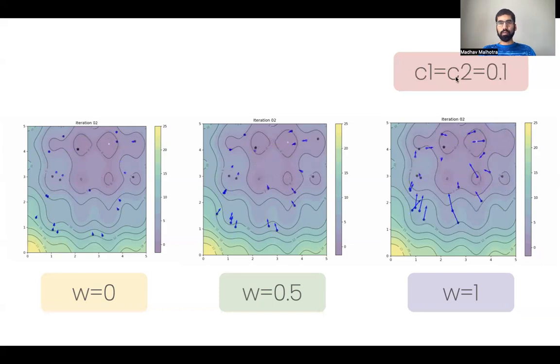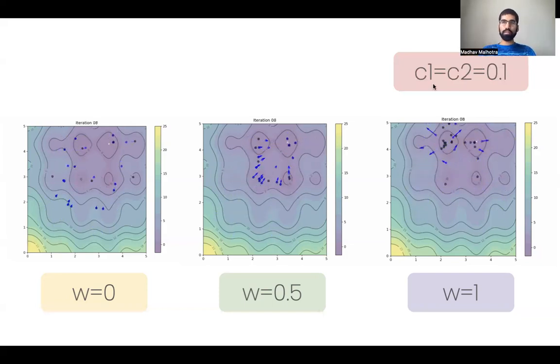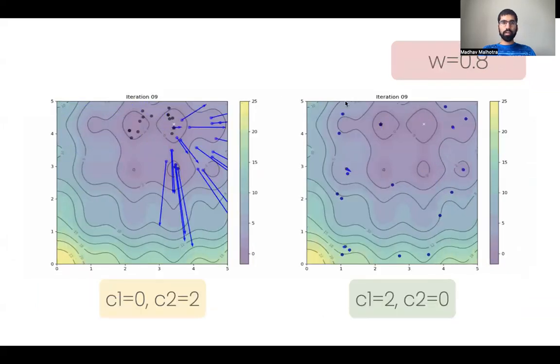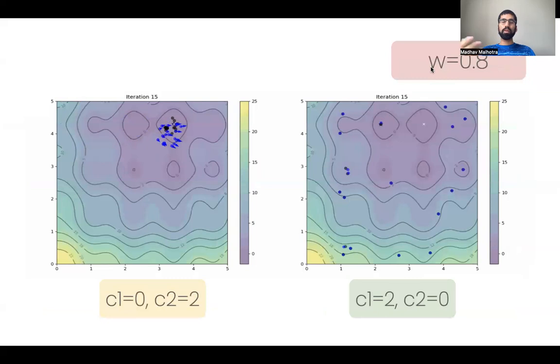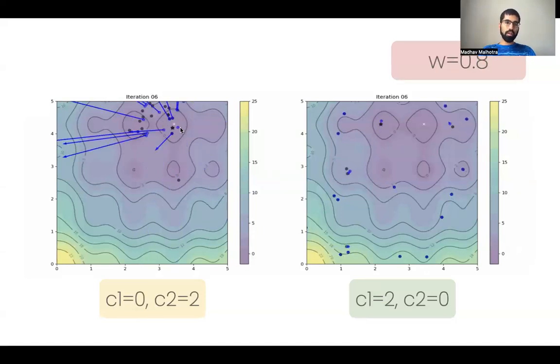Now, let's look at the effect of varying the cognitive and social factors. If we look at the weight being fixed now, let's say we set the cognitive factor, C1, to be 0 and the social factor to be 2. As you can see, the fish are moving quite erratically towards this best value over here. Whenever a great solution is found by some other member of the swarm of fish, all the fish suddenly move in that direction. You don't have much randomness, it's just everyone moving in close to identical directions.